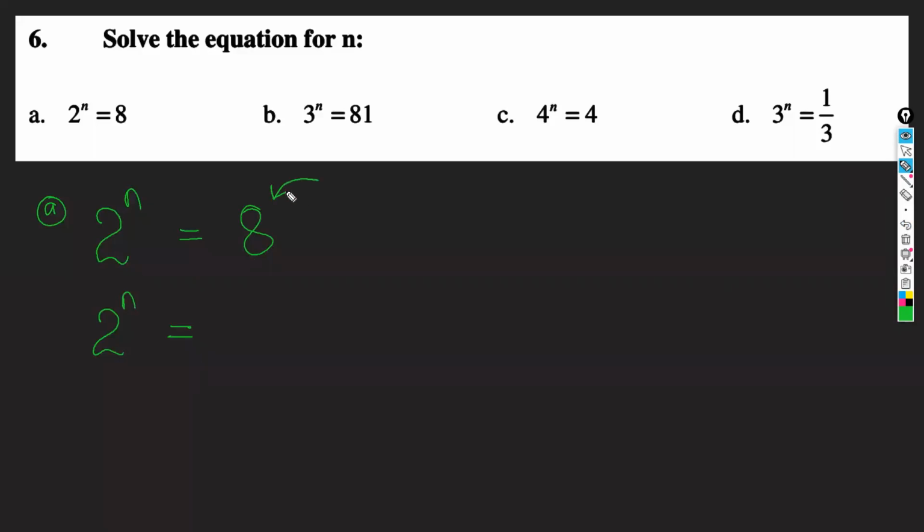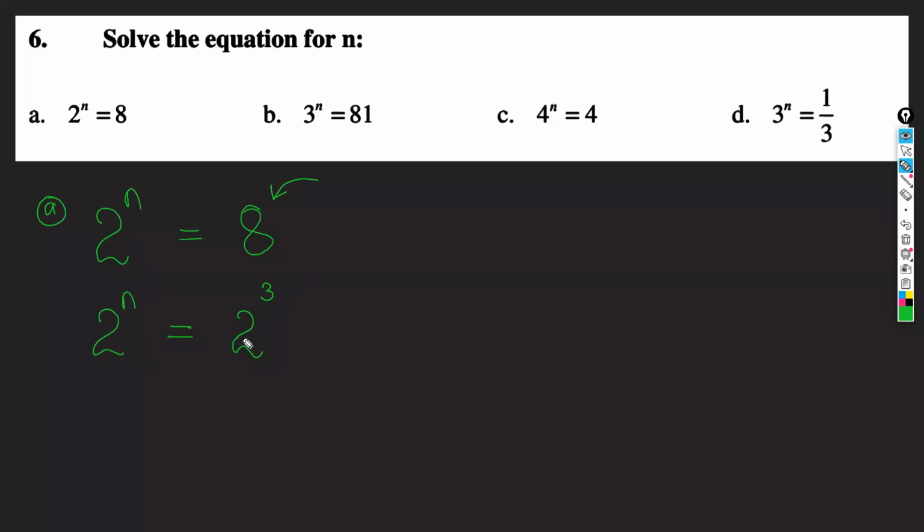But isn't 8 the same thing as 2 to the power something? Go back to your tables from last week. 2 to the power something will give you 8. Well, what is that thing? 2 to the power what? Isn't 8 the same thing as 2 to the power 3? Remember, 2 to the power 3 is 8. Go back to your table.